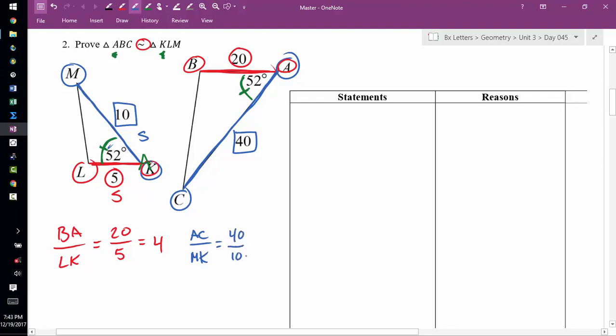I almost made a mistake. I almost put the 10 on top. You have to be consistent, right? If you have a big over the little, you got to do the same thing over here, big over the little. That order matters. And that is also 4. So I'm ready to write up my proof.